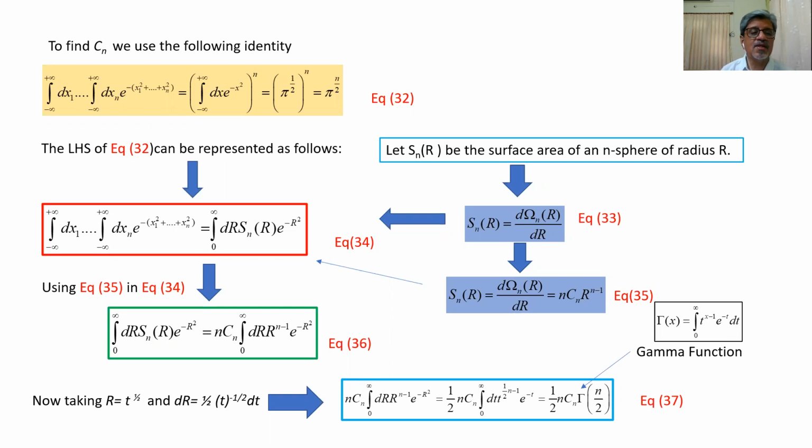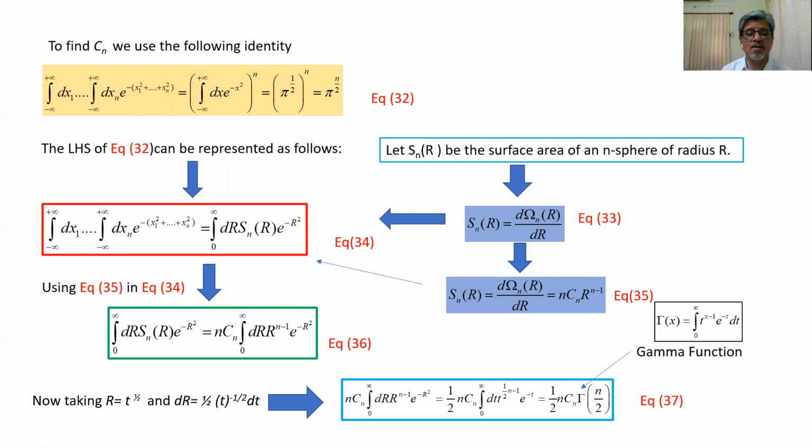So the integral of 0 to infinity dr S n r^(n-1) e^(-r²) is equal to n C_n integral 0 to infinity dr r^(n-1) e^(-r²). That is equation number 36, represented over here. Now we play a mathematical trick and assume that r is equal to t^(1/2), so we write that dr is equal to 1/2 t^(-1/2) dt.